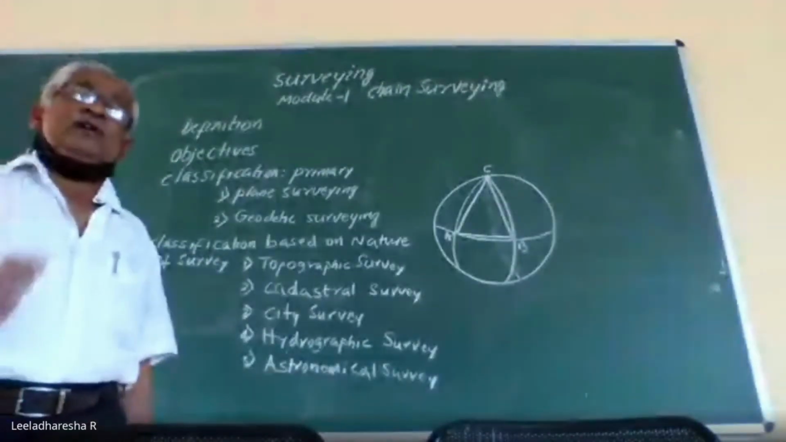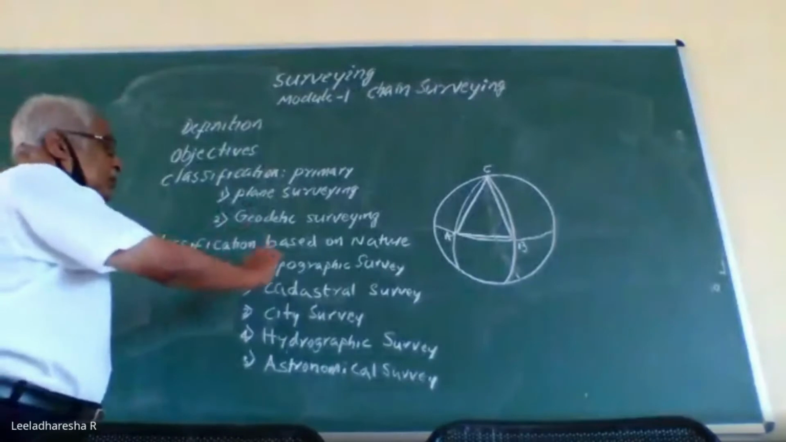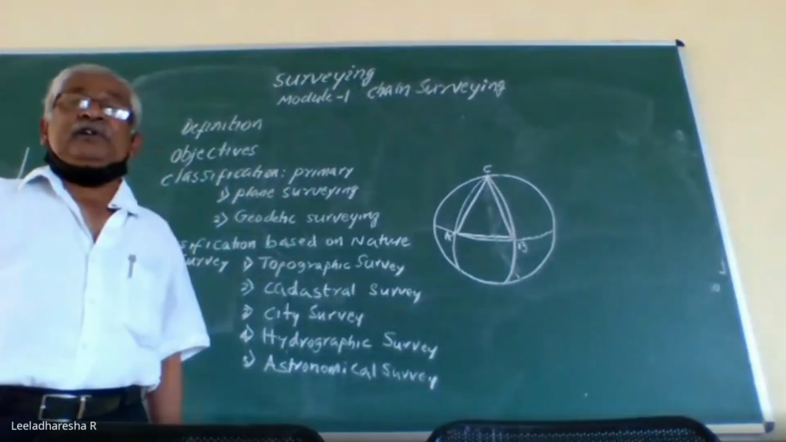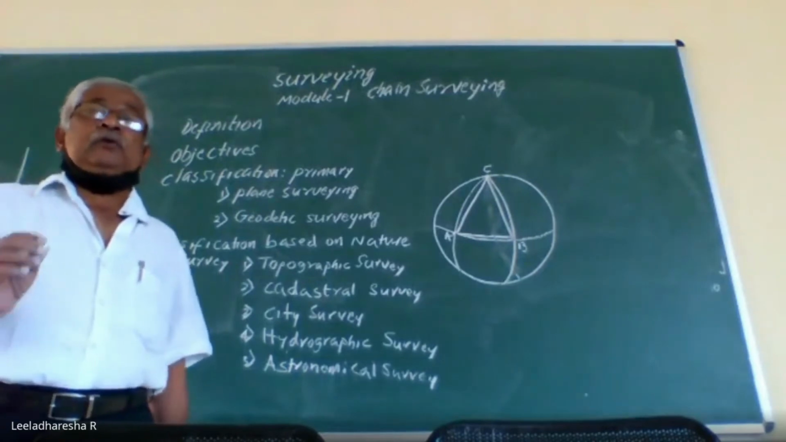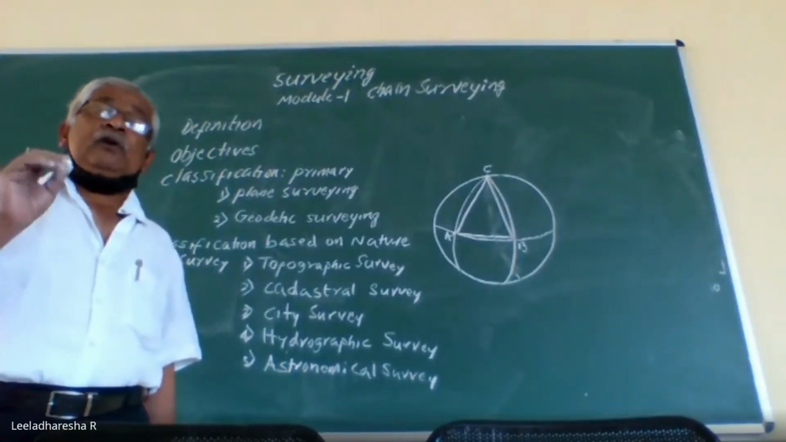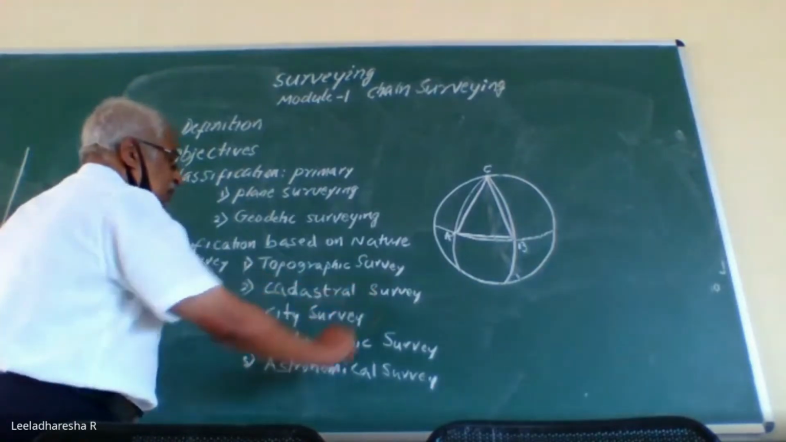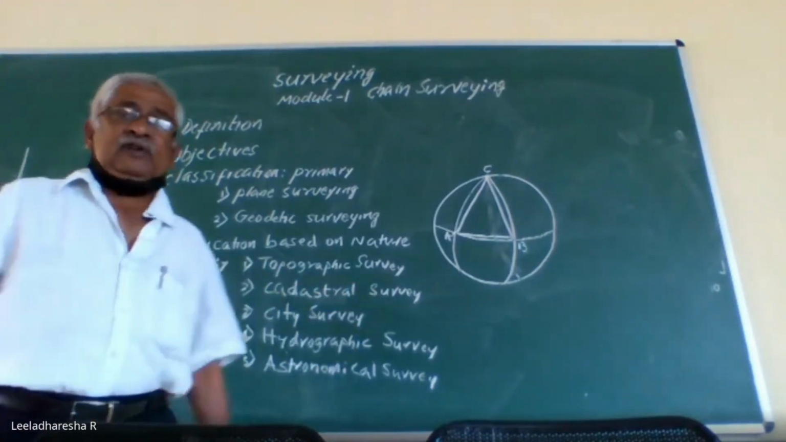So all these things we can come to know by means of the topographic survey. So to prepare the topographic map of an area, we are going to carry out survey work, what is called topographic survey. And second type is called cadastral survey.